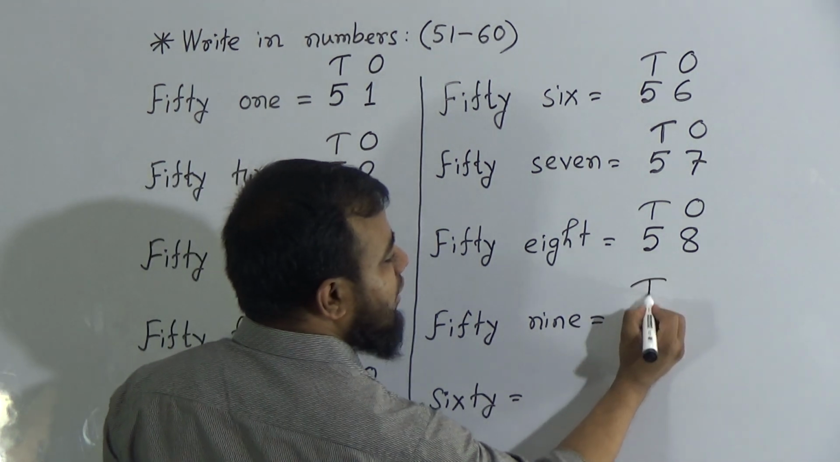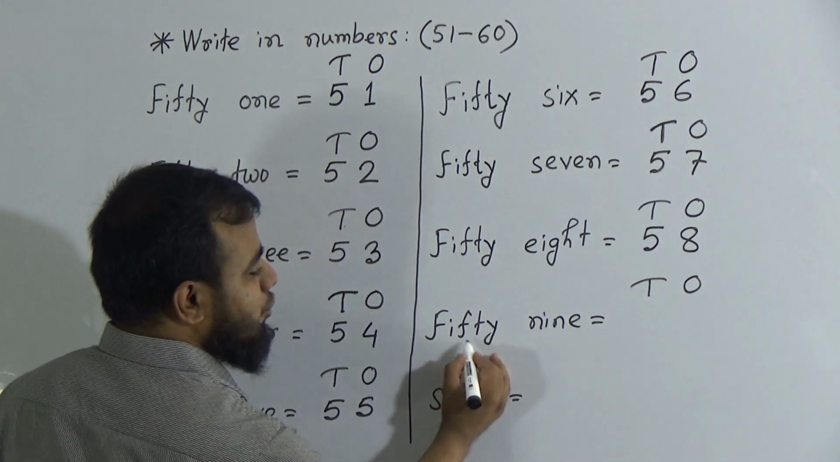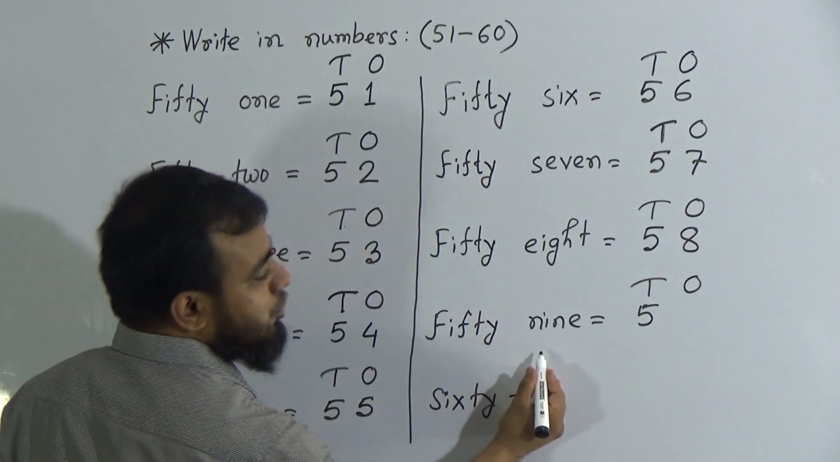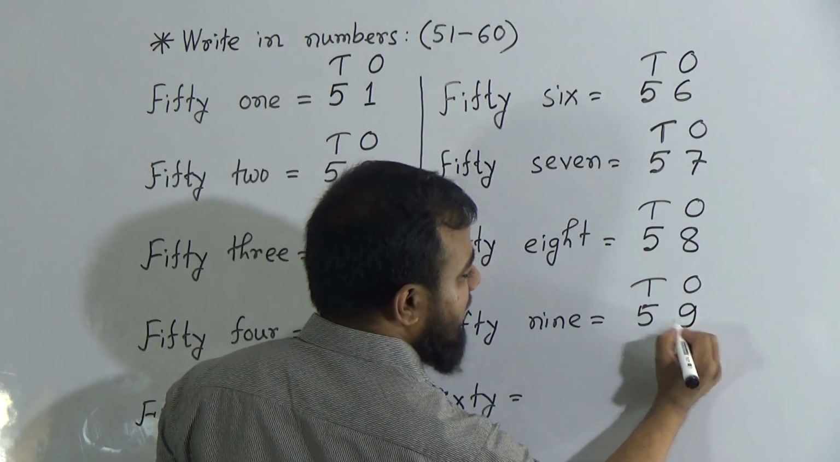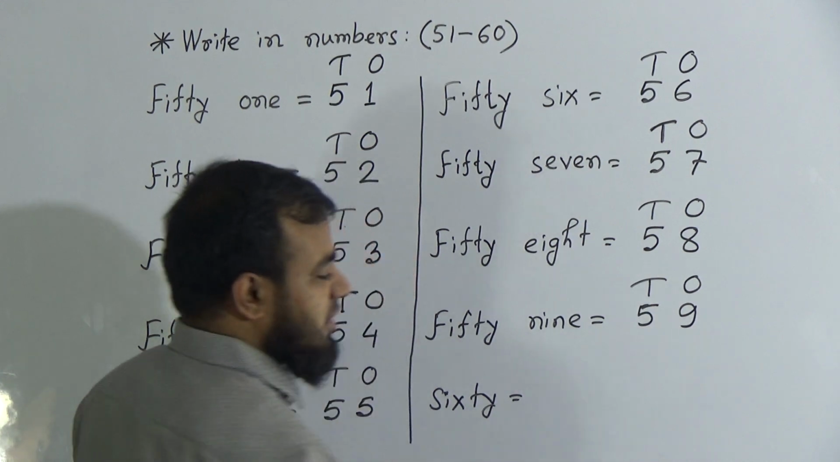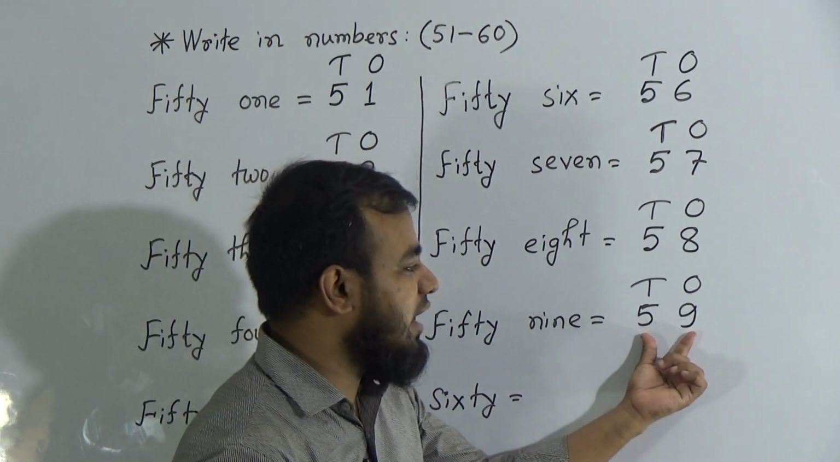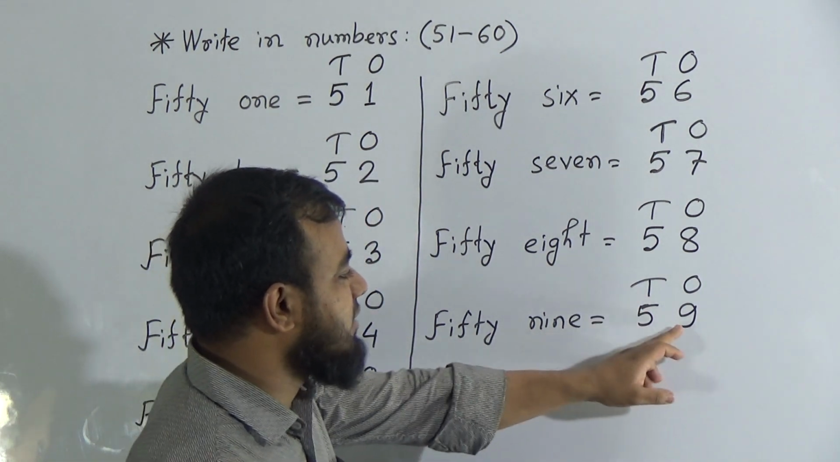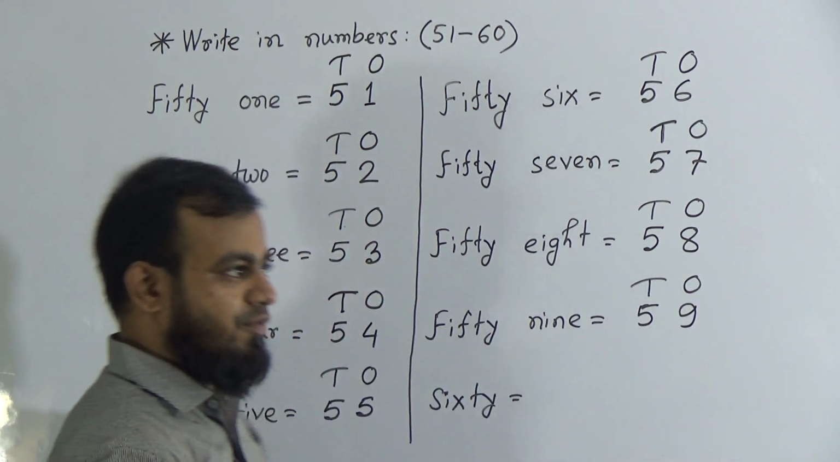59. To write down 59, first of all, identify the place value. To write down 50, we should write 5 in the tens place. To write down 9, we should write 9 in the ones place. And my dear students, it's 5 and 9 makes the number 59. You can say basically 5 tens and 9 ones makes the number 59.